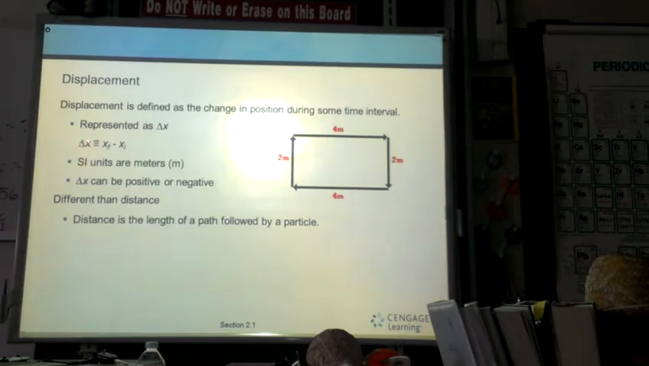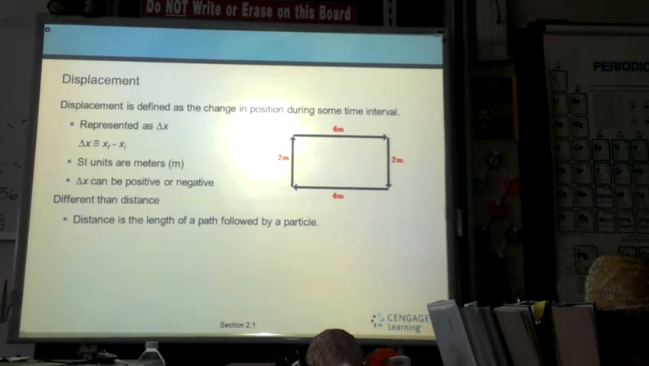So we're going to represent this as delta X or delta D or delta Y, whatever we're doing. And guys, ultimately, that just means it's final minus initial, because delta is just change in. So I'm going to take whatever position I ended with and subtract it from whatever position I began. Our units for displacement are meters. Displacement is a vector, so it could be positive or negative. It just depends on the direction.